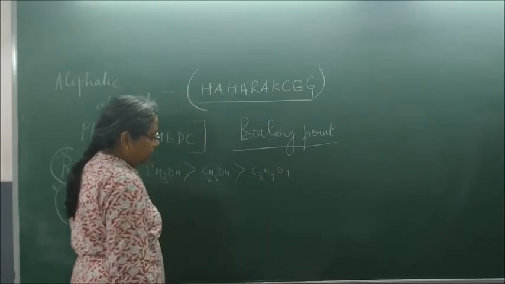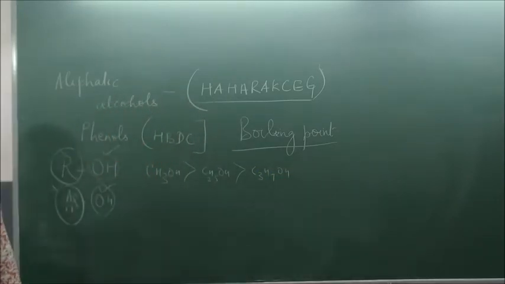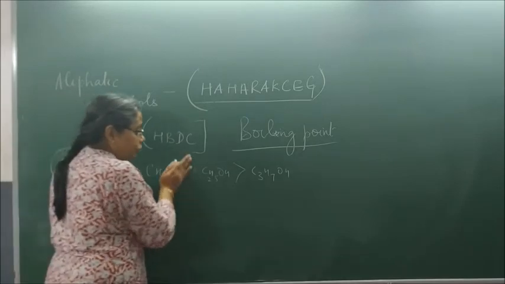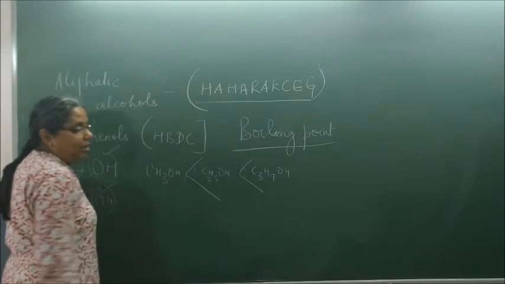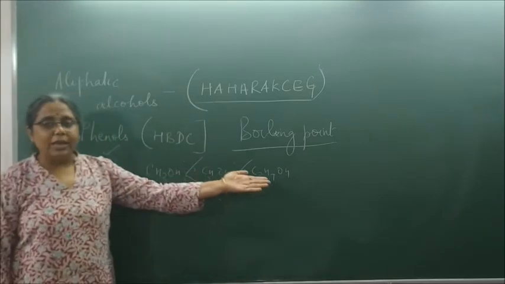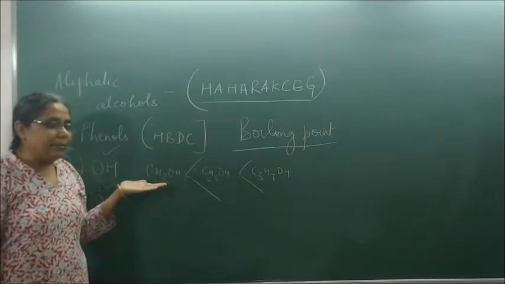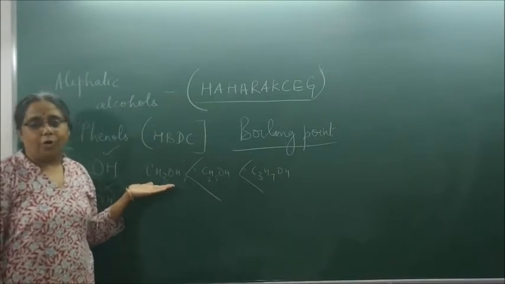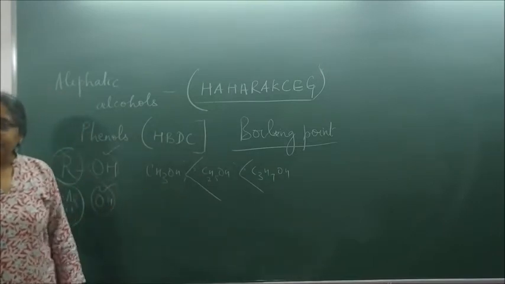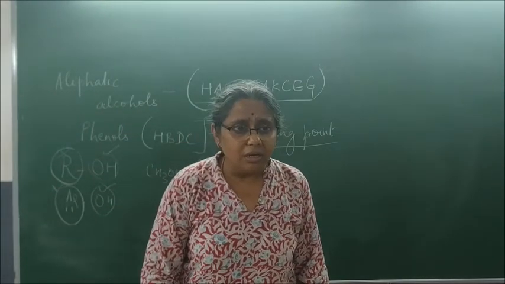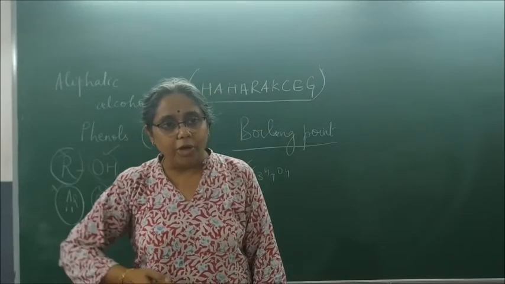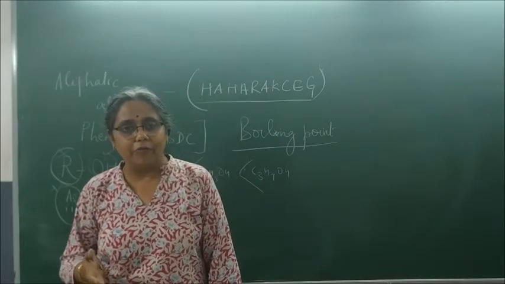Am I correct? Am I wrong? See the symbol. I am telling what is wrong. How it should be? It should be like this. What did I say? It increases with increasing boiling point. So propanol will have the largest boiling point and methanol will have the least boiling point. What may be the reason? I told you, the boiling point increases with increase in number of carbon atoms.